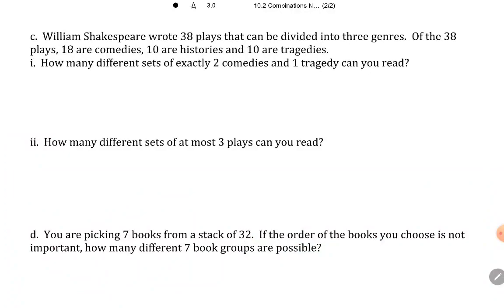William Shakespeare wrote 38 plays that can be divided into 3 genres. Of the 38 plays, 18 are comedies, 10 are histories, and 10 are tragedies. How many different sets of exactly 2 comedies and 1 tragedy can you read? So out of the 18 comedies, we're going to choose 2. And out of the 10 tragedies, we choose 1.